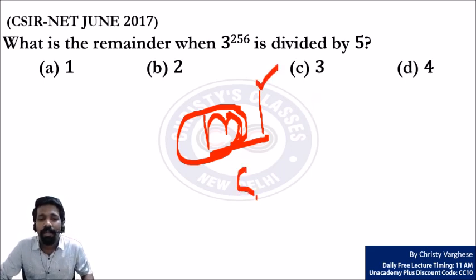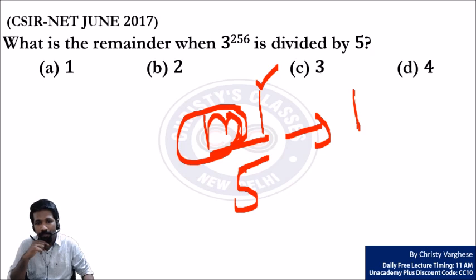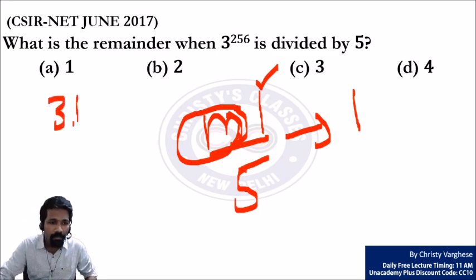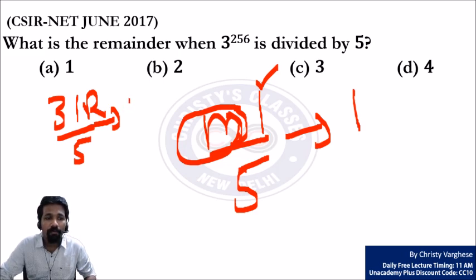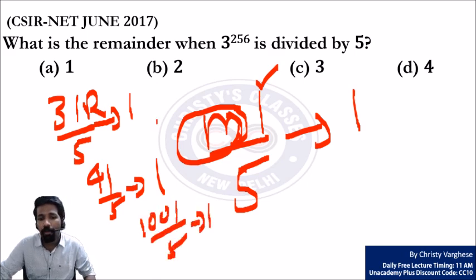Now this number divided by 5, what will be the remainder? A 1 ending number divided by 5, definitely the remainder can be 1 only, right? That is a property of division by 5. When you divide a 1 ending number by 5, the remainder is going to be 1 only. For example, 31 by 5, what is the remainder? Remainder is going to be 1 only. 41 by 5, remainder is going to be 1 only. 1001 by 5, remainder is going to be 1 only. That is enough to say that option A is the answer.